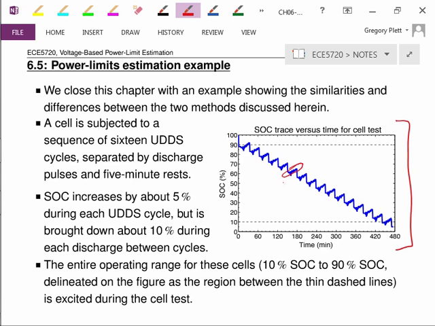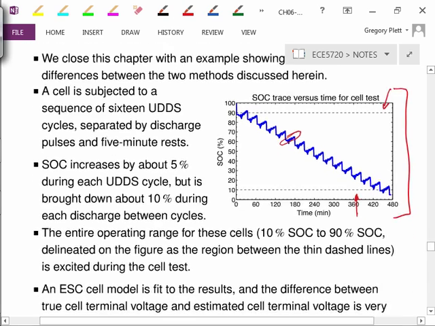The operating range of this cell was chosen to be between 90% and 10% state of charge. And this test exceeds both ends of that a little bit to see how well things perform inside and outside those ranges.